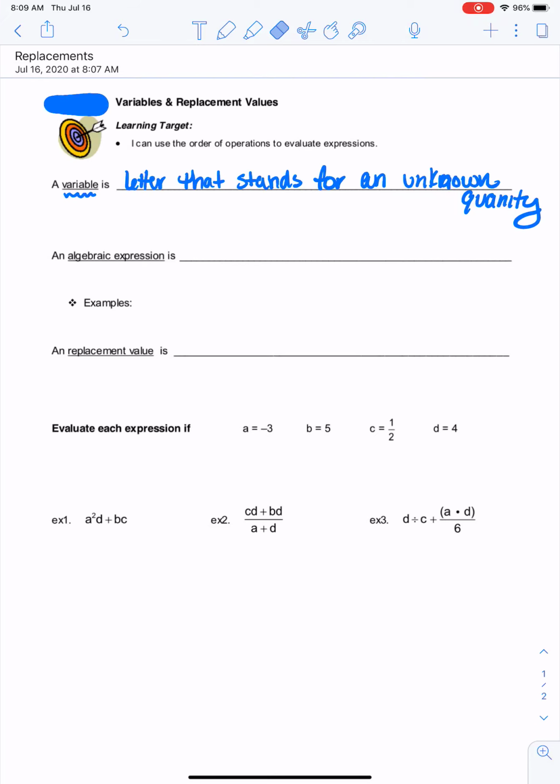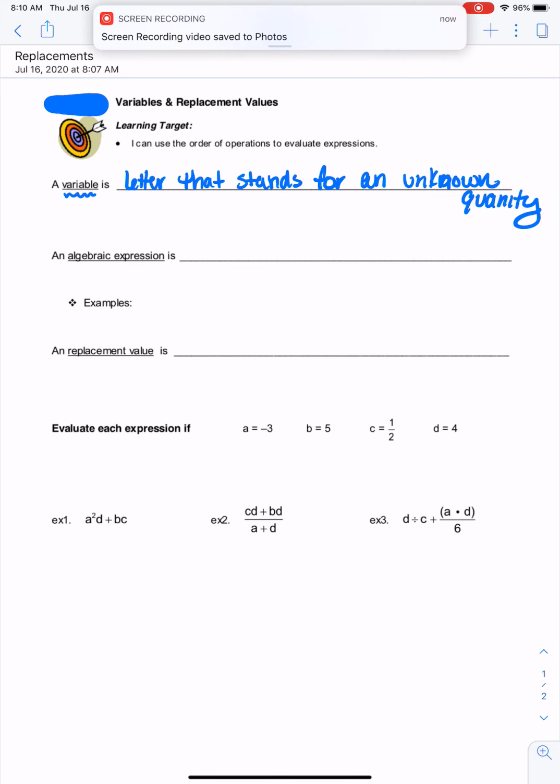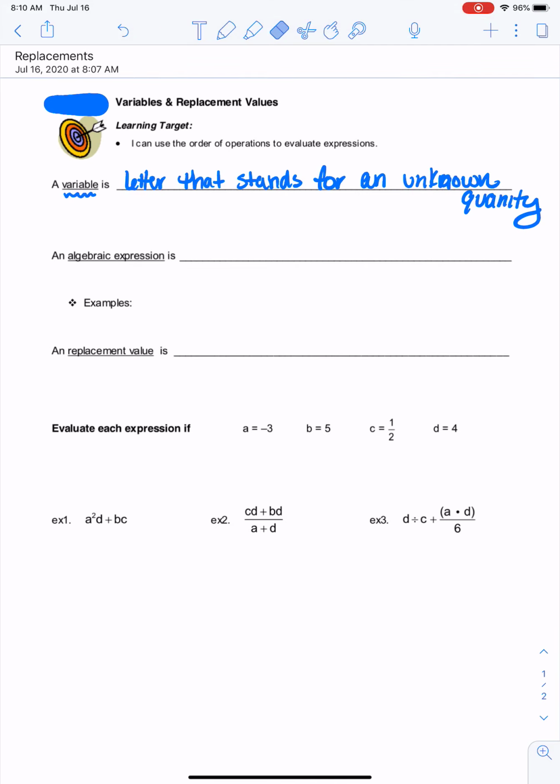This video is going to talk you through variables and replacements, and we're going to start with some vocabulary. So a variable is a letter of the alphabet that stands for an unknown quantity, and a lot of times in algebra we see the letter X as our unknown quantity. You can use any letter though. So X is our variable, and it stands for any number. So let's just say X is equal to 2. X is that unknown quantity.